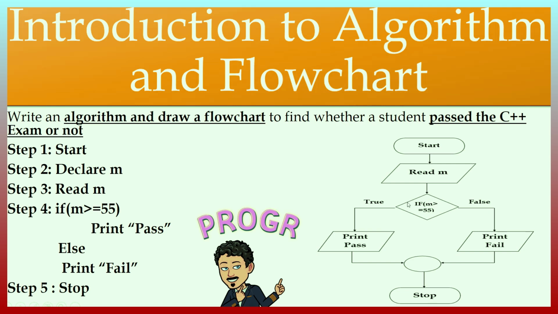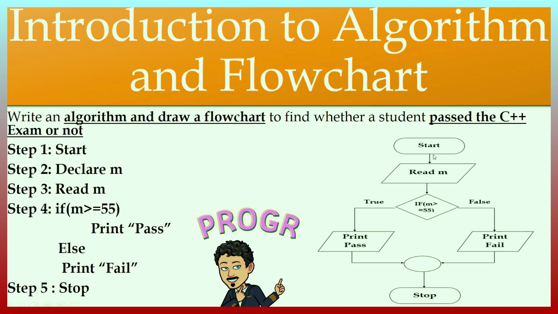So here we use the diamond, if m is greater than or equal to 55. If it is a condition, there are only two options, true or false. If the condition is true, I'm going to print pass. If you want to print, you want to use a parallelogram. If the condition is false, you want to print fail. If you want to print a value or a statement, you want to use a parallelogram. And then I'll be using a connector since there are two inputs. I want to make it a single input. Then we are going to stop the process.